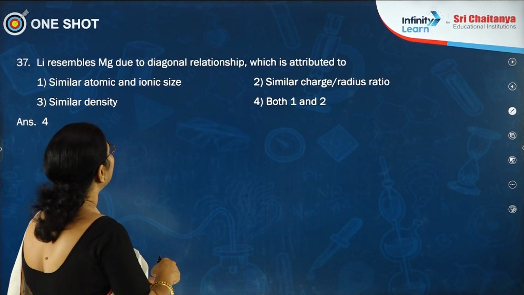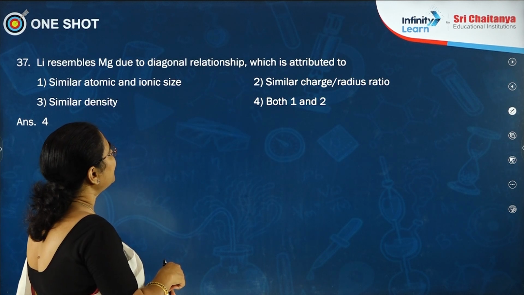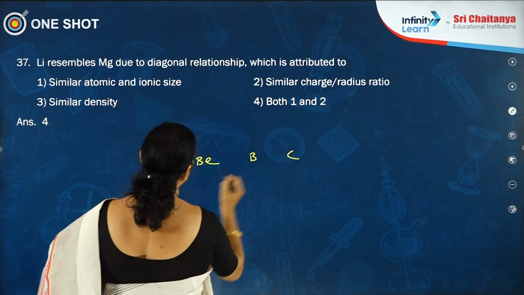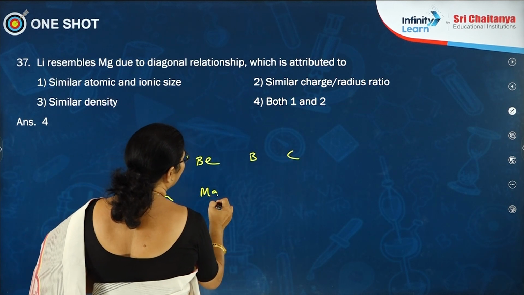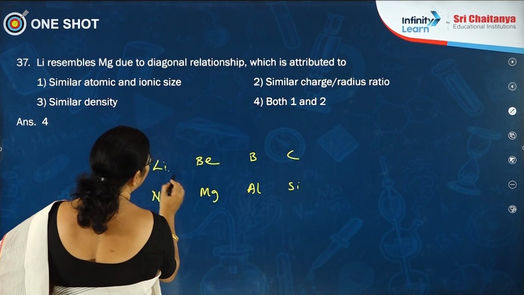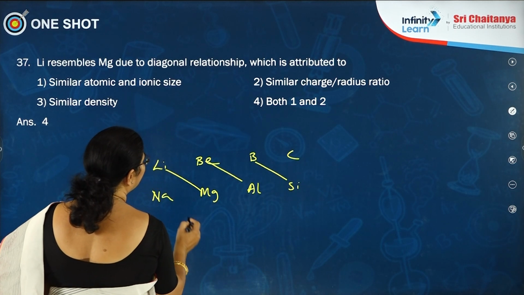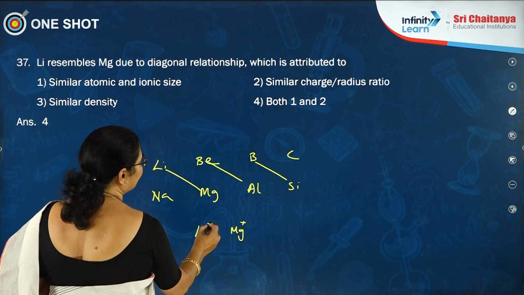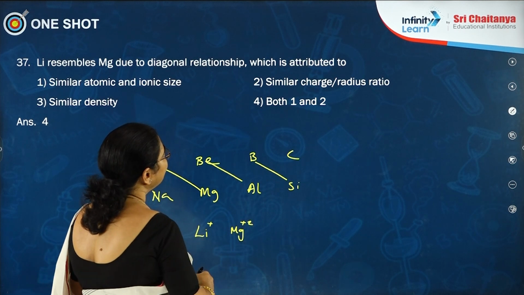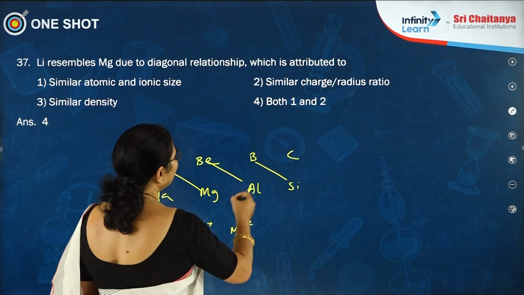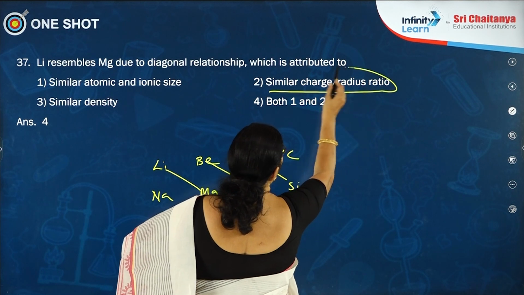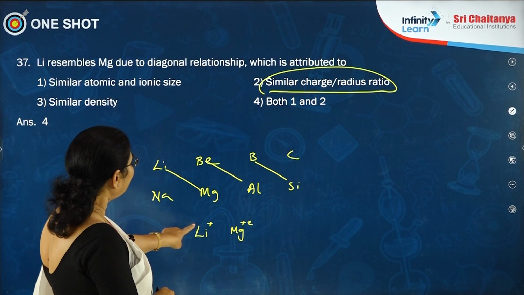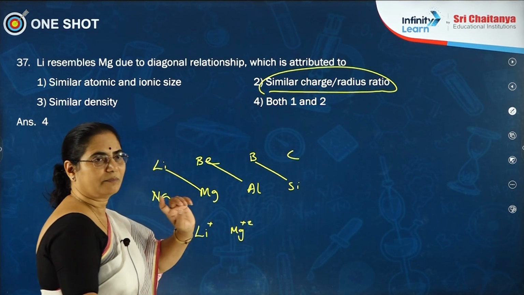Lithium resembles magnesium due to the diagonal relationship, which is attributed to what? Diagonal relationship is shown by lithium, beryllium, boron, carbon; next sodium, magnesium, aluminum, silicon. Now, if you see these two, diagonally related elements have, children, similar atomic radii, similar polarization power, similar electronegativity. Polarization power is nothing but the ionic charge by ionic radius ratio, that is the same, sizes are the same; Li plus size is similar to Mg2 plus.